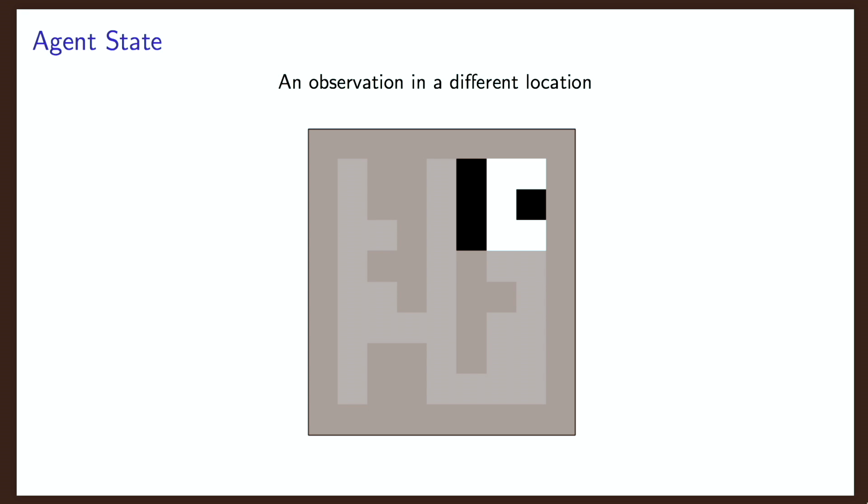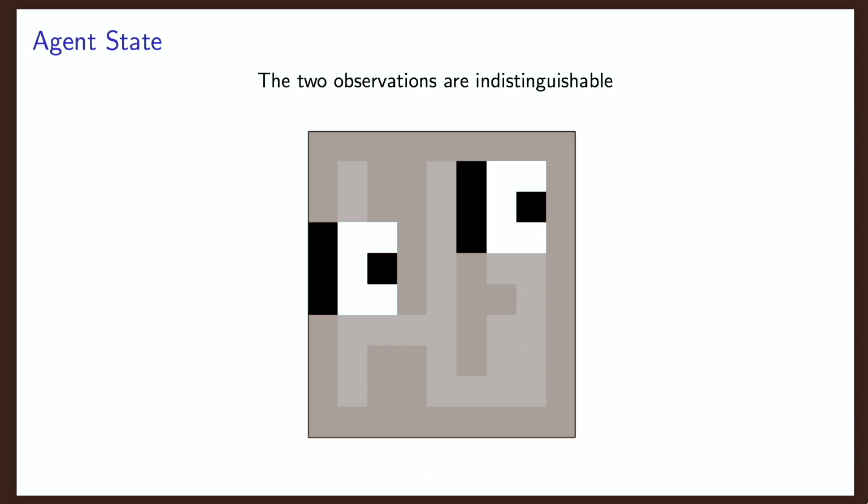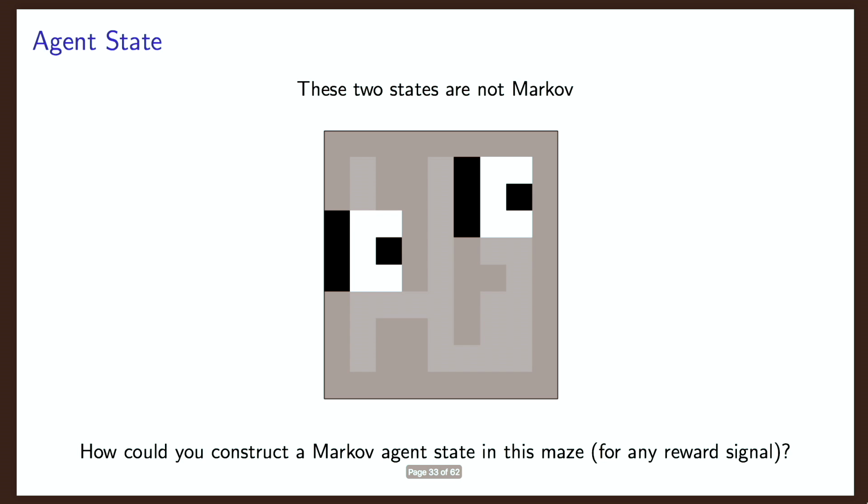So a question for you to ponder a little bit. How could you construct a Markov agent state in this maze for any reward signal? Because I didn't specify what the reward signal is. If you want, you can just think up one. Maybe there's a goal somewhere. Does anybody have a suggestion? The previous state, just seeing where you are now, minus seeing where you were before, sort of thing.